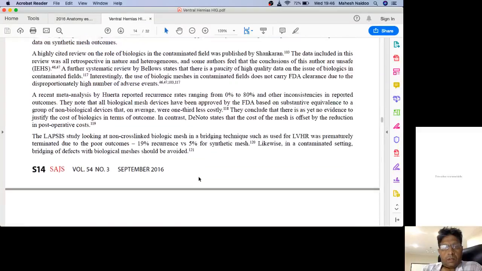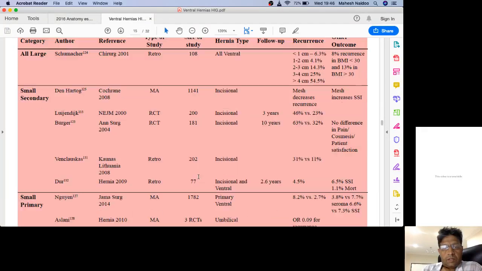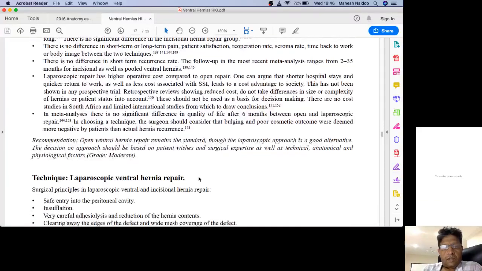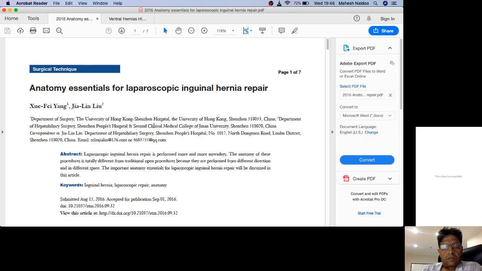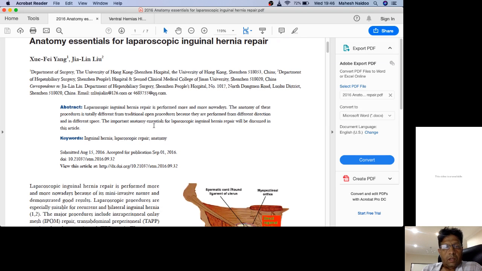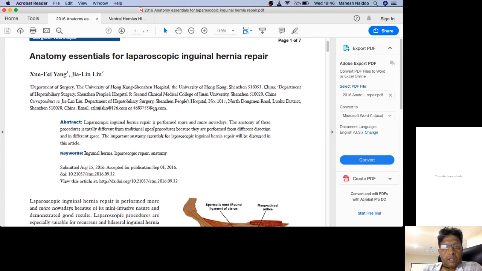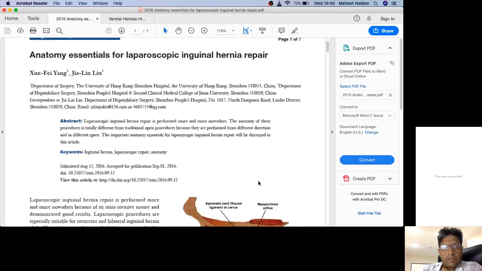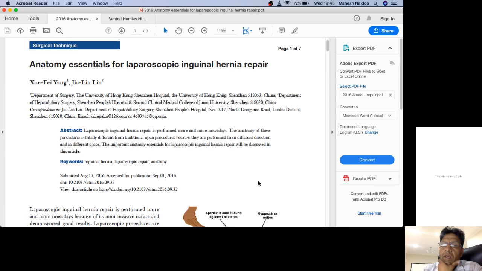We are running out of time, but this is really a very good article. I'd recommend you guys read the entire article, 32 pages. I just wanted to touch on this article that was sent to me today. I haven't looked at it in detail, but it has lovely diagrams, and it is an explanation of the anatomy for laparoscopic inguinal hernia repair.